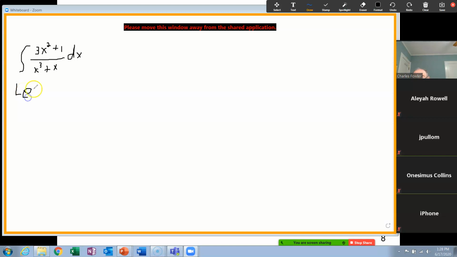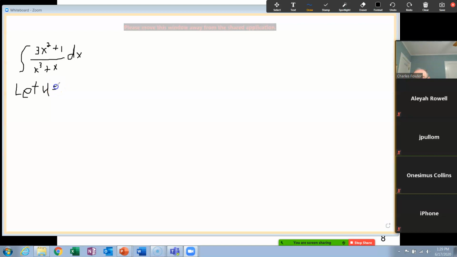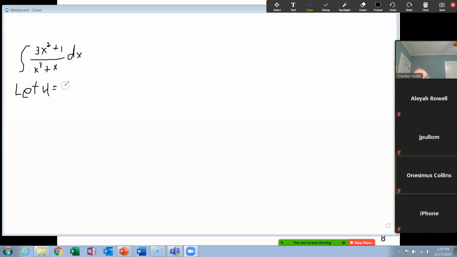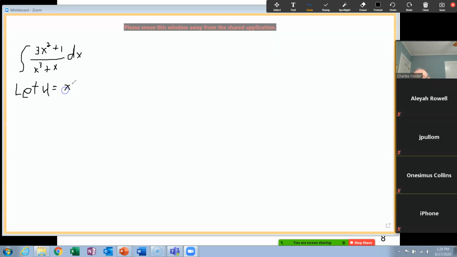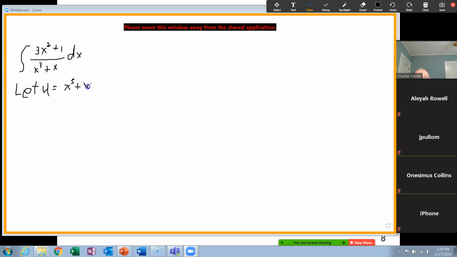Okay? That's an ugly little E. Let u equal the denominator, which is x cubed plus x. Goodness, my writing's getting bad. Maybe I need to take a little bit of a break just to give my fingers a rest. I could use a little bit of a bladder break too. So let's see if we can get this one followed.